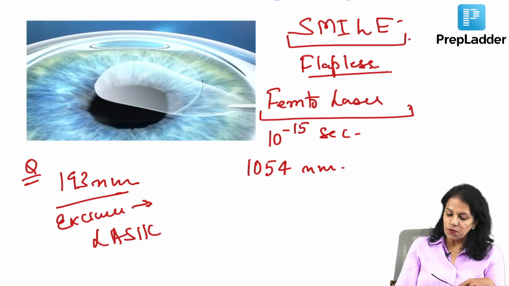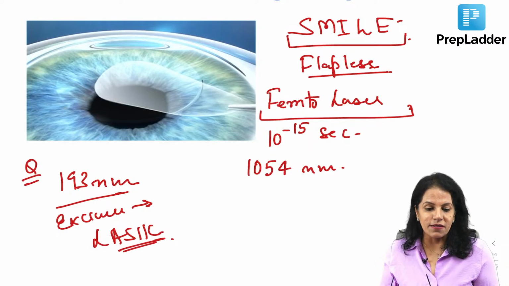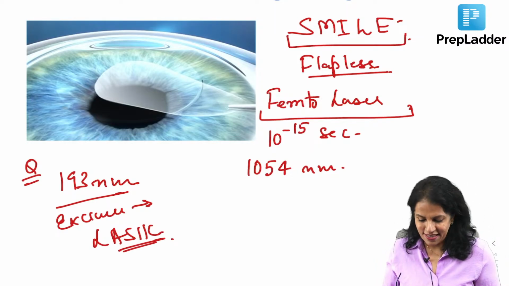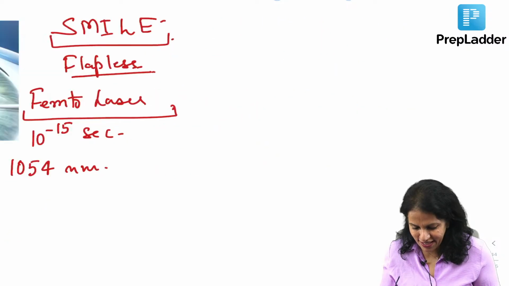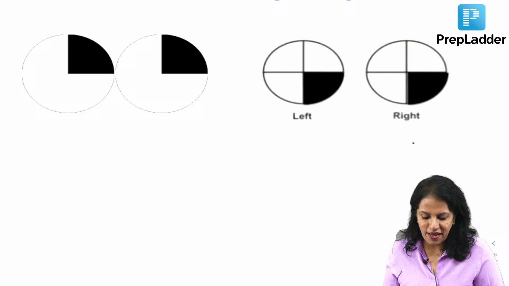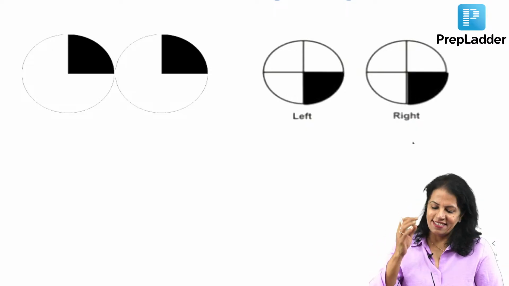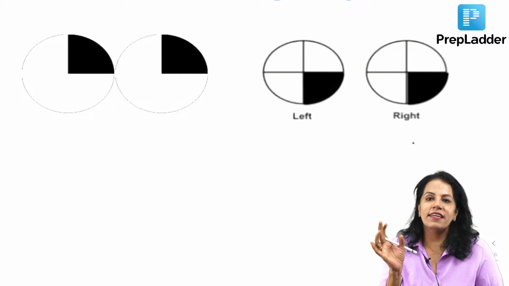In LASIK, of course, you know we raise a flap. You have to revise all these basic refractive surgeries. I have taken the session. Okay? Quick? Okay, we come to the next one. Now tell me what is the image that you are looking at. These are optic radiation lesions, isn't it? So, this is your optic radiation lesion.